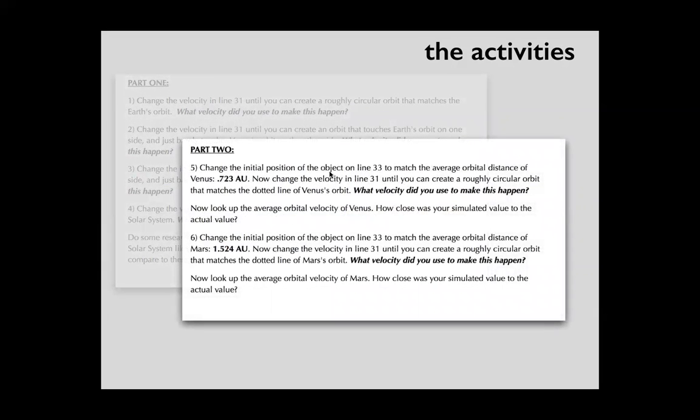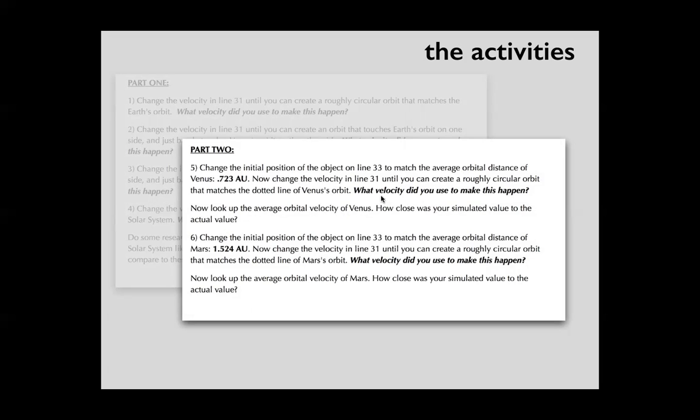Some other activities ask the students to change the initial position of the planet to match the average distance to Venus and Mars, and then to try to find the velocities that reproduce those orbits, the average orbital velocity of Venus, and then to compare that to the actual accepted value, to look that up on Wikipedia and see how close the value in the simulation is to the actual value.